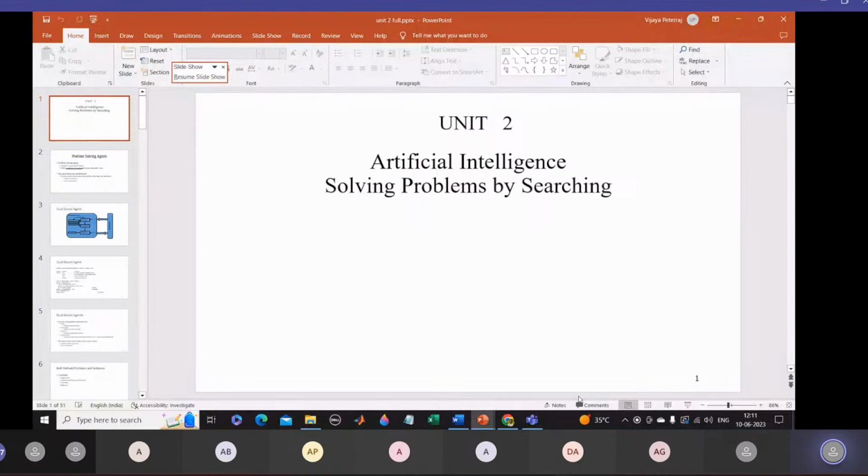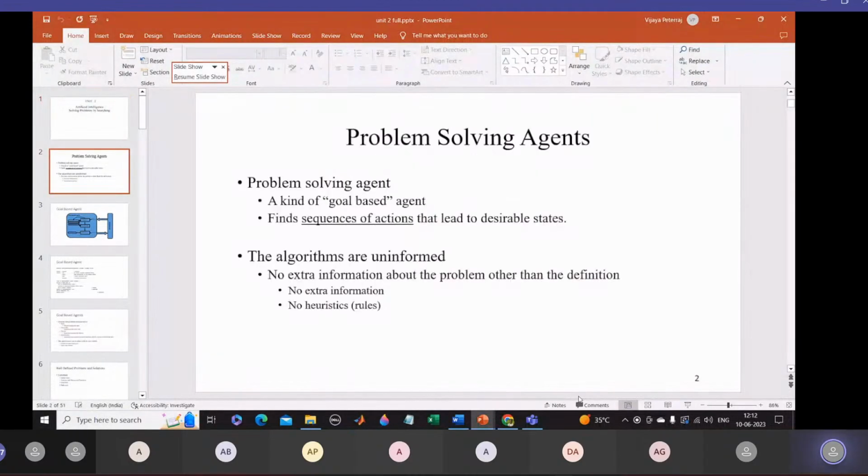Okay, and this unit will be somewhat interesting. We'll have some problems to work out, and then problem solving by searching. What are problem solving agents? It is a goal based agent, and they have to find some sequence of actions so that they can reach the desirable states. Here the algorithms are uninformed, they know nothing about it. No extra information about the problem, only the definition of the problem will be given, and no rules will be given.